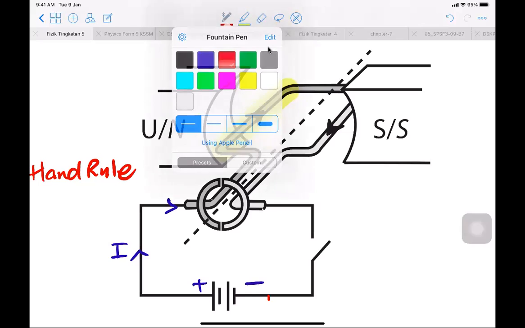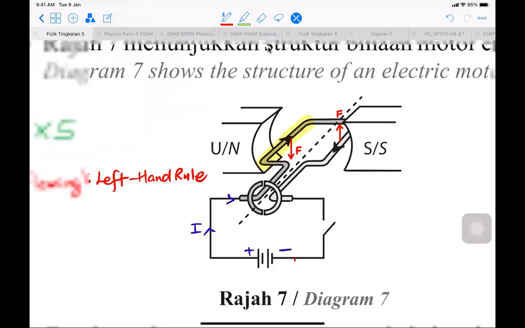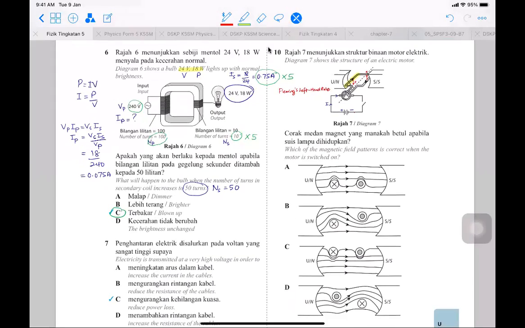Alright, so I draw the arrow there. On the left hand side, the arrow for the force should be pointing downwards. And then on the right hand side, the force should be pointing upwards. Okay? Correct? Okay, so based on that one, which one do you think is the correct magnetic field pattern?